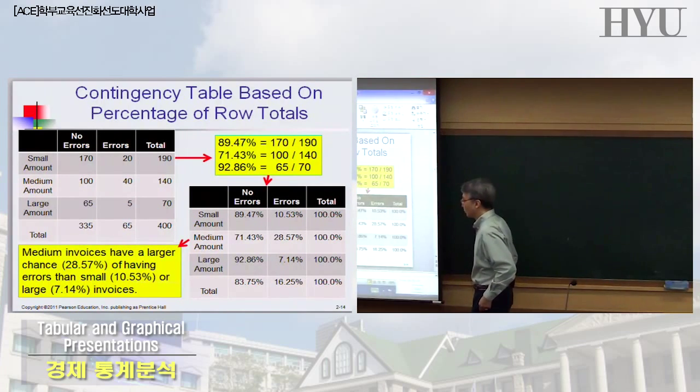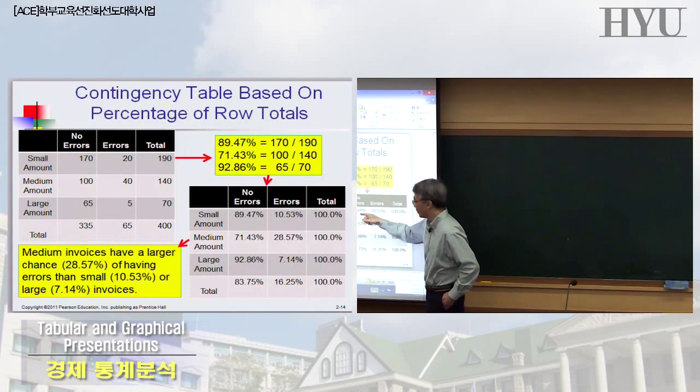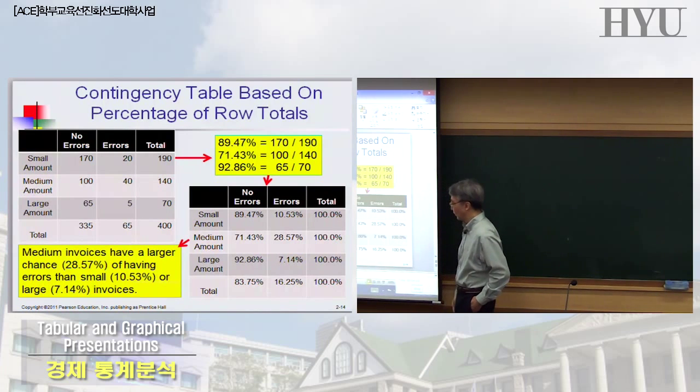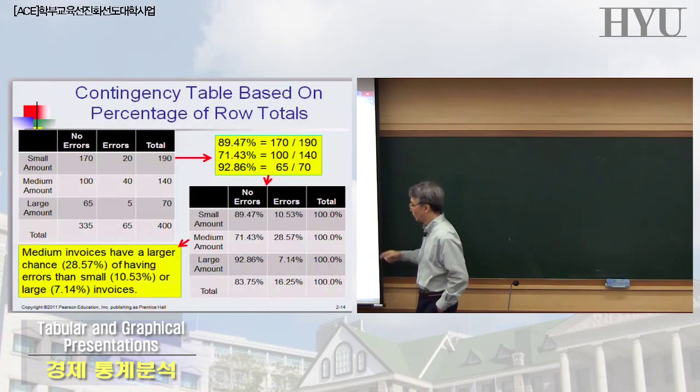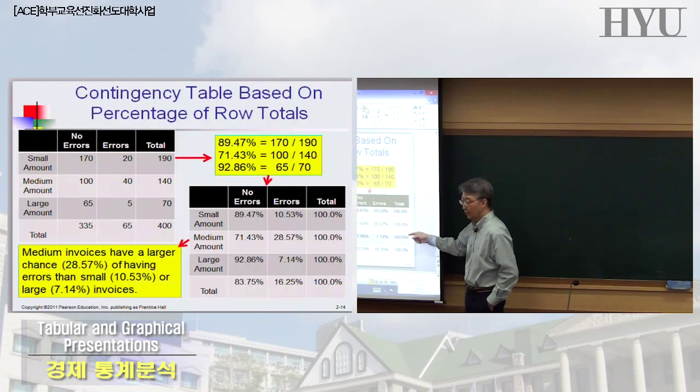The story here would be, among all the small amount invoices, almost 90% did not have any error, okay? And about 10%, 10.5% of small amount invoices contained errors, and so on, okay? So that makes sense. So you can easily check whether you are doing row total or column total. If you are doing row total, you will see 100% at the end of each row, or the last column will always have 100%, okay?